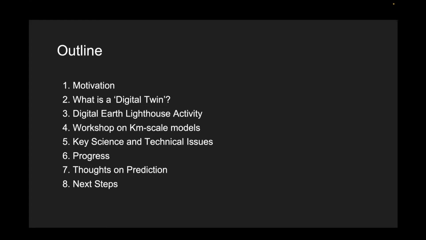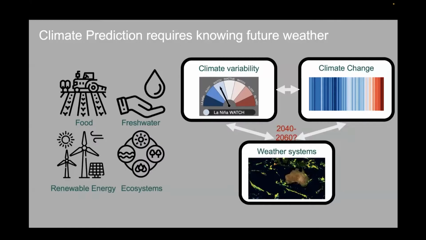So what I want to talk about is a motivation for this, and then define and describe what a digital twin is. A digital Earth is basically a digital twin of the Earth. I'll describe the Lighthouse activity and what we're doing, and then I'll go into detail on this workshop for kilometer scale models with some of the key science and technical issues involved. And I'll talk a little about our progress and a page or so on thoughts for what that means for prediction and some of the key things for next steps.